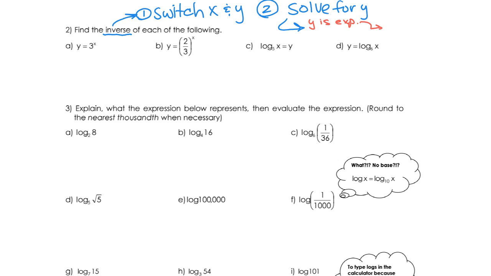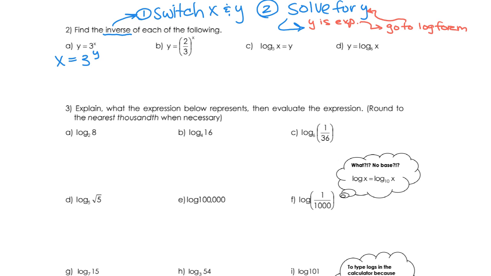we have to remember to go to log form. And when we go to log form, it's going to put me in Y equals form. Okay, so that's the tricky part that we have to realize. All right, so here we go. So first step, switch X and Y. So this becomes X equals 3 to the Y.